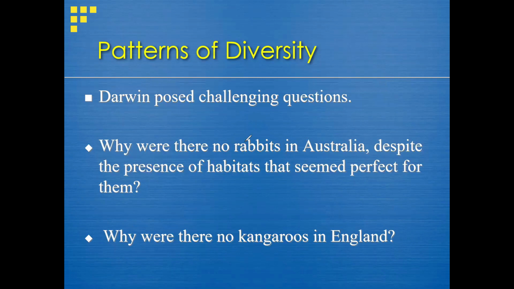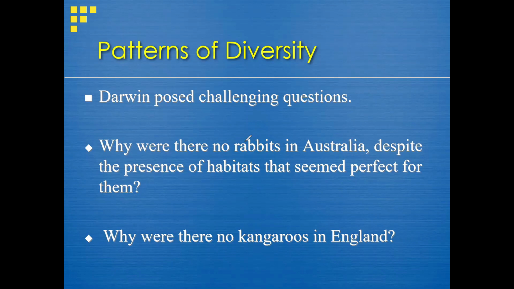Darwin posed challenging questions, such as why were there no rabbits in Australia, despite the presence of habitat that seems perfect for them. So in Australia, there are habitats perfectly suited to the survival of rabbits, but unfortunately, they were not found there. So this is one of the challenging questions raised by Charles Darwin.